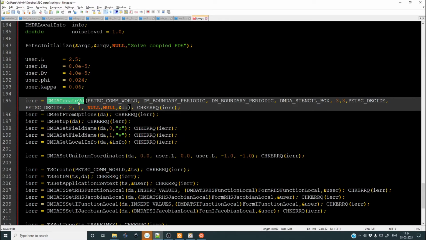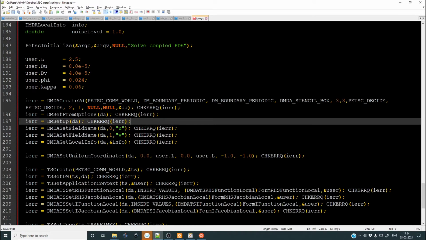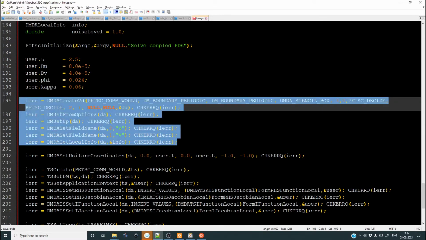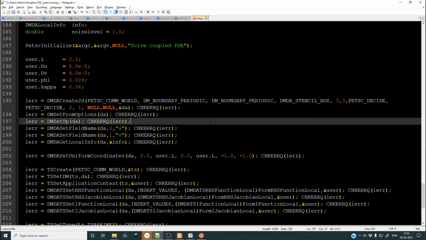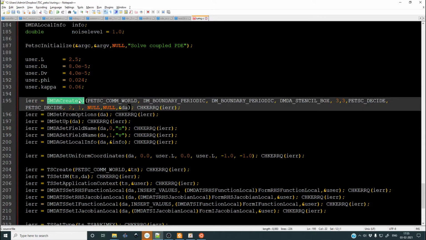Then we create a DMDA, and this is the entire creation of the DMDA. So it contains a create 2D function, and here the stencil will be of the kind box. It's not going to be a star anymore. Okay, so here the number of degrees of freedom is going to be 2, and that's it. And here the boundaries are declared to be periodic.